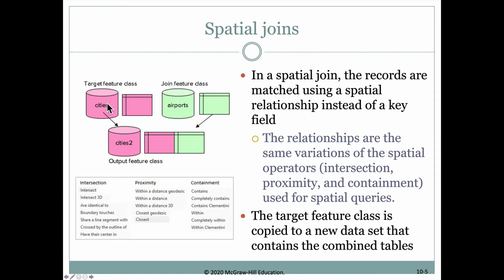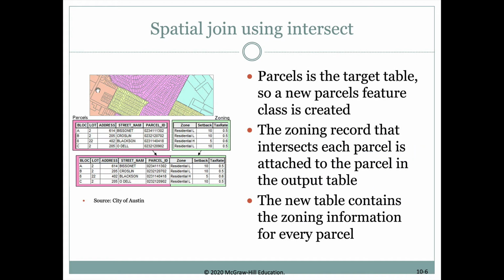But just like with table joins, we're going to have a target feature class now instead of a target table, and we're going to have a join feature class. And what we're basically going to make is a new layer or a new output feature class that's going to have cities, once again, but a new set of cities, and then it's going to have all of the attributes from both the target feature class and the join feature class.